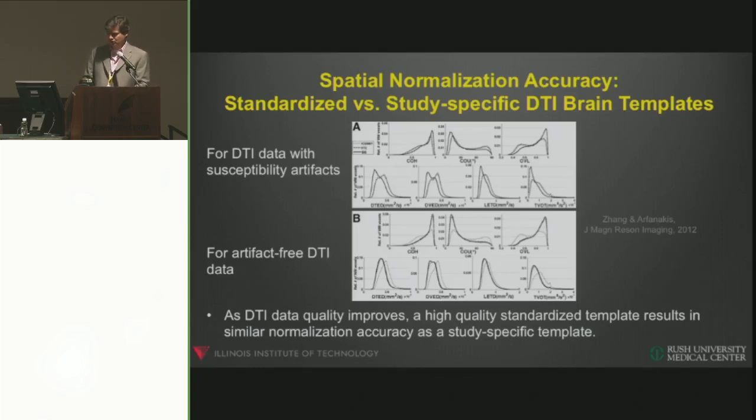But when these artifacts go away, then if you have a study-specific template that was made out of 100 brains, and a standardized template that was made out of 100 brains, they're both relatively representative of the data under study in that case. So it's mainly the distortions, artifacts, and other characteristics that make the study-specific template more representative of the data under study. So as DTI data quality improves, I believe that high-quality standardized templates provide similar normalization accuracy as study-specific templates.